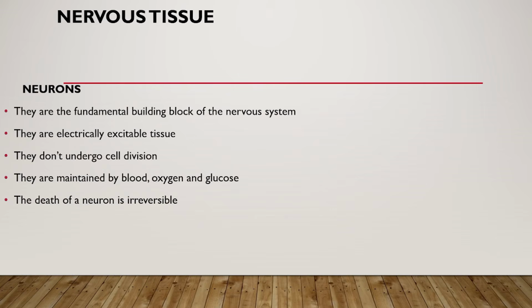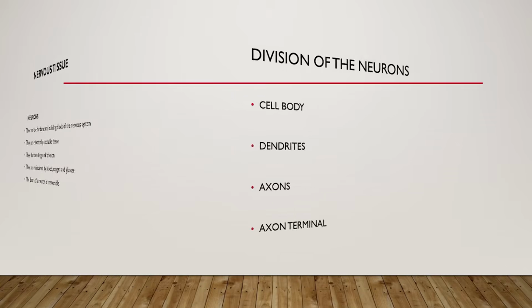That is why whenever we have deficiency in blood, we tend to lift the foot of the bed so that blood, oxygen, and every other nutrient will get to the brain, so that the brain cells will not die, because death of the cells is irreversible. Okay, so let us look at other characteristics of the neurons.